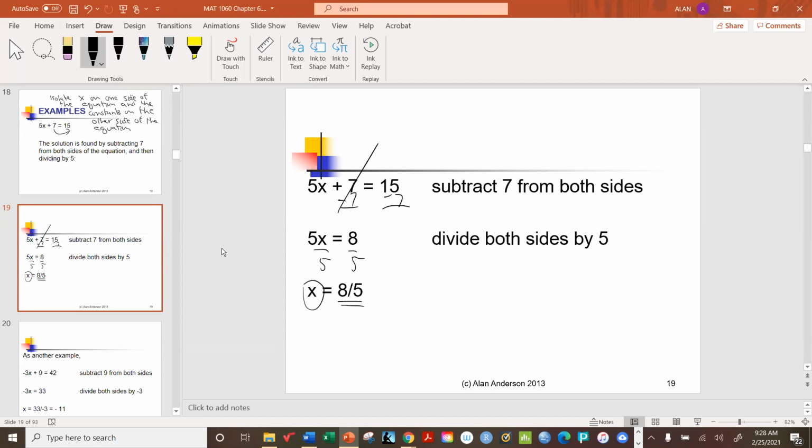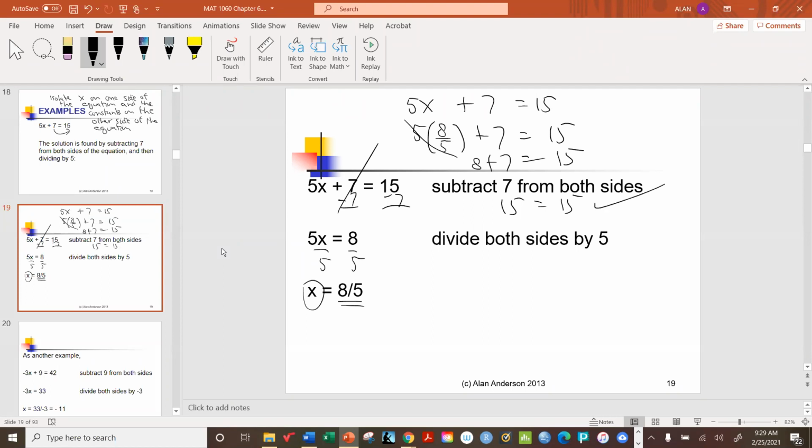Now, how do you double check this? You go back to the original equation and see what happens if you replace that x with 8/5. Oh, what do you know? These cancel. 8 plus 7 is 15. 15 equals 15. And that means we've successfully proven that our answer is correct.